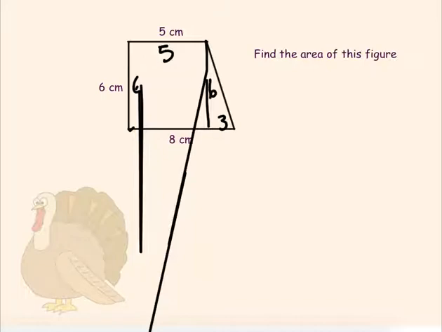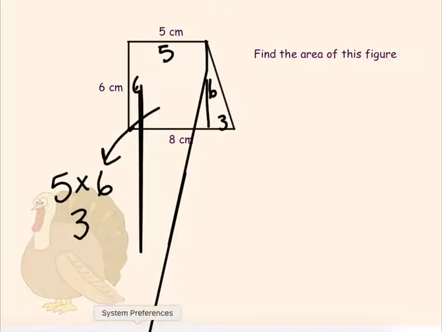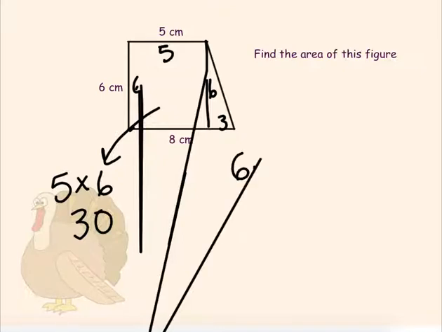So to find the area of the rectangle, let's go there first. We would say, okay, rectangle is base times height, so we do 5 times 6 and get 30. And then for the triangle, I need to do base times height divided by 2, so 6 times 3 divided by 2. So that's 18 divided by 2, which is 9.